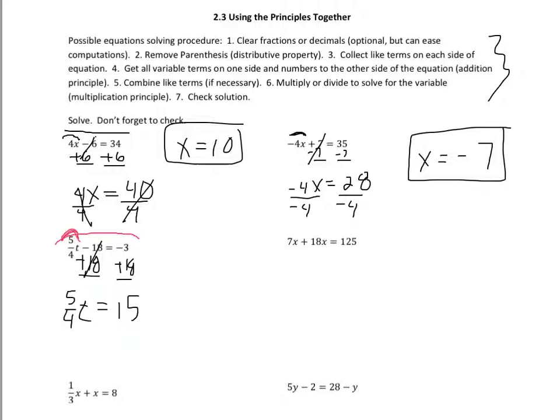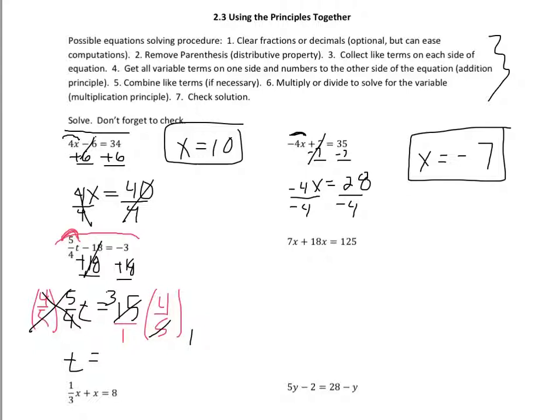Now, recall from last time, if we have 5/4 t, that's 5/4 times t, the way we undo this is by multiplying by the reciprocal 4/5. Because we're multiplying by a fraction over here, make 15 a fraction, 15 over 1, and multiply by 4/5 as well over there. So now we look for cross cancellation. Here the 4's cancel, the 5's cancel, so we're left with just t. Over here, 5 cancels into 15, leaving me a 3 and a 1. No other cancellation, so we multiply straight across.